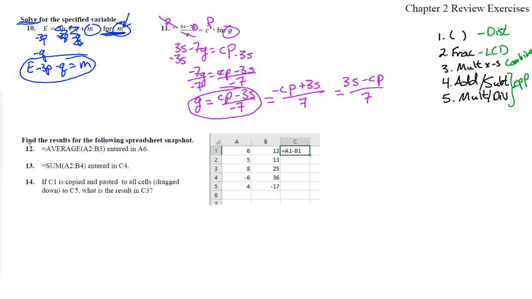All right, number 12. Find the results if you went to A6, so right down here, and this guy is going to go right in there. The average of A2, so we're starting right here, and we're going to B3. So it's from here to here, so it would include these 4. So it's the average of A2 all the way down to B3. So it's the average of 5, 13, 8, and 25, all divided by 4.